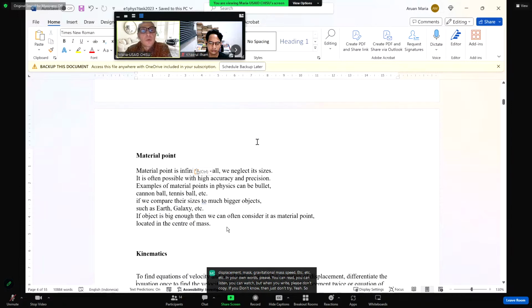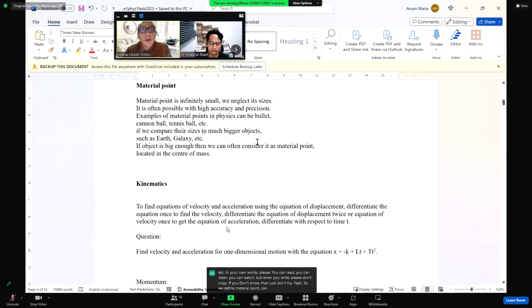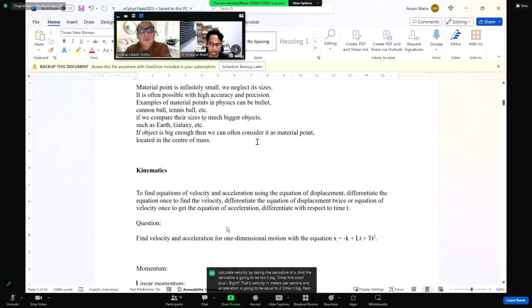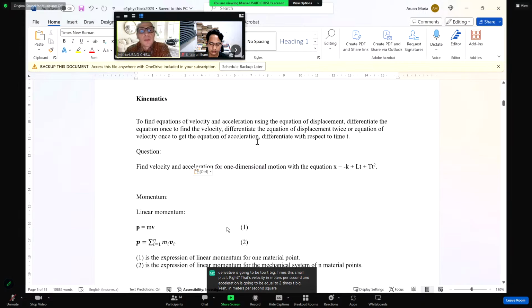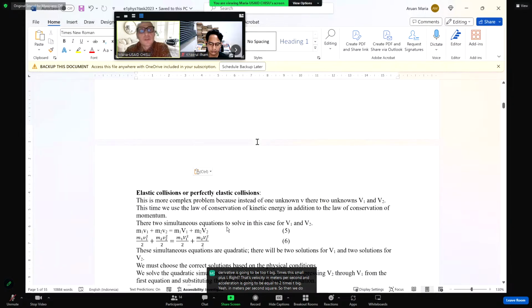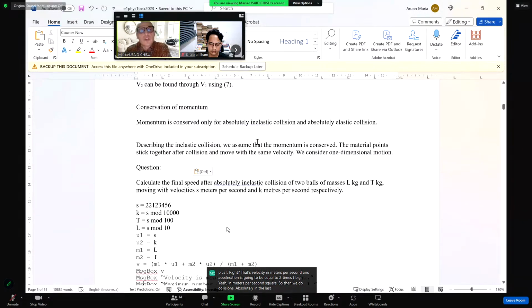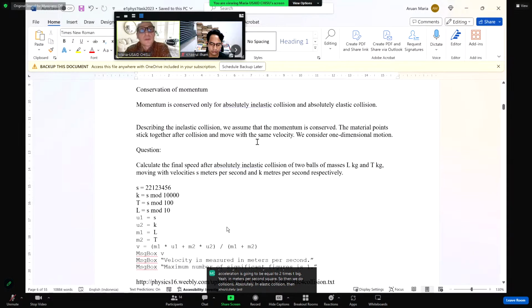So we define material point, kinematics, and you can calculate velocity by taking the derivative of x. And the derivative is going to be 2t big times t small plus L, right? That's velocity in meters per second, and acceleration is going to be equal to 2 times t big, in meters per second squared. So then we do collisions, absolutely inelastic collision, then absolutely elastic collision.